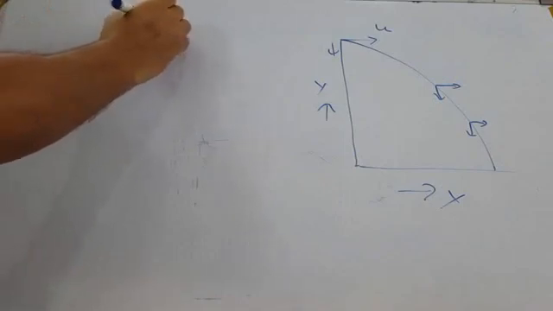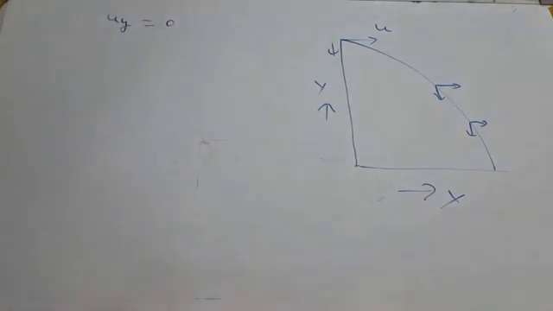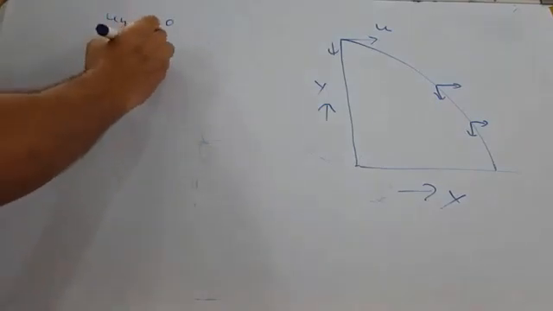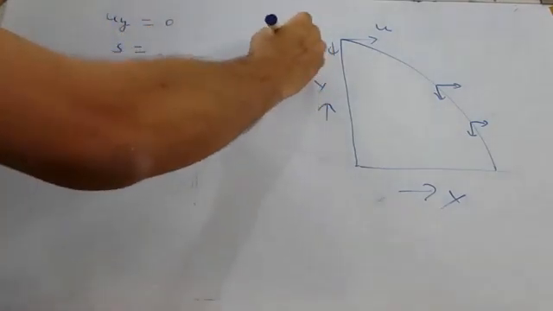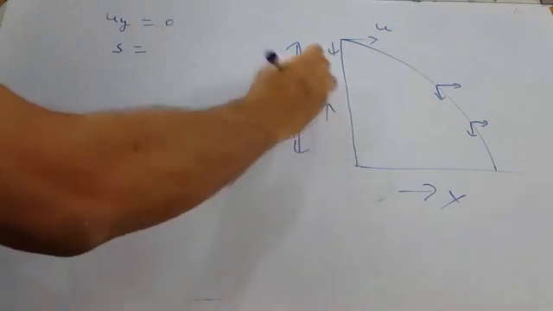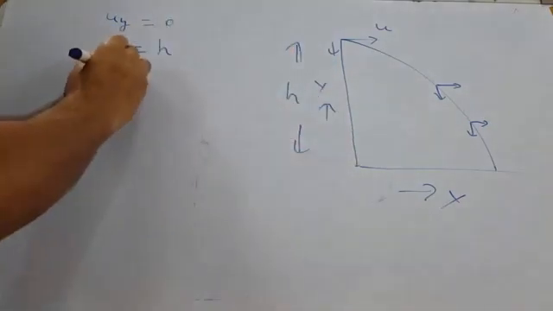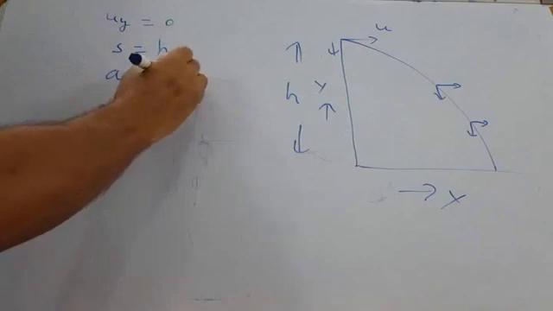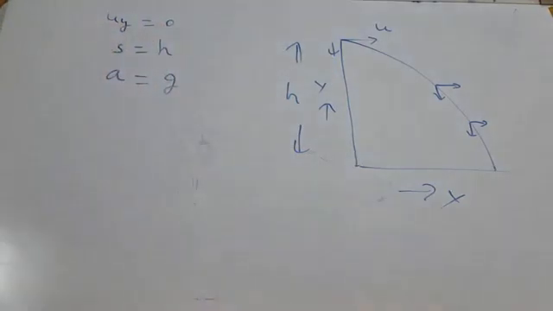Initial velocity was 0. The distance traveled is equal to h. Suppose this height is h. Acceleration due to gravity is g. Now we will take it as positive because the body is falling in the downward direction and g is also acting in the downward direction. So both directions are the same, so a will be positive. Our aim is to calculate the distance, so we will apply the formula s is equal to ut plus half at square.